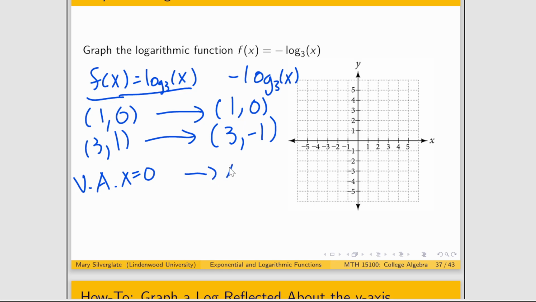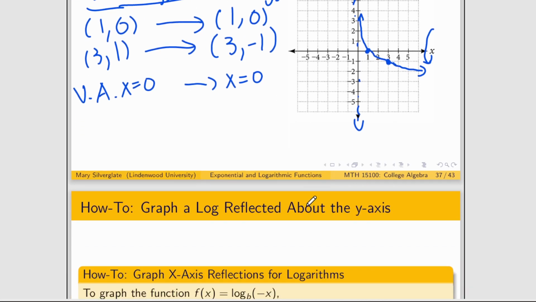For the vertical asymptote, that similarly does not move. So we'll note our vertical asymptote with a dashed line at x equals 0. Then we have a point at 1, 0. We have a point at 3, negative 1. And then we're going to draw it as a reflected over the x-axis shape. If you weren't certain about the shape, I would have encouraged you to go ahead and find a few more points, and you would have seen that the shape would have looked like that.